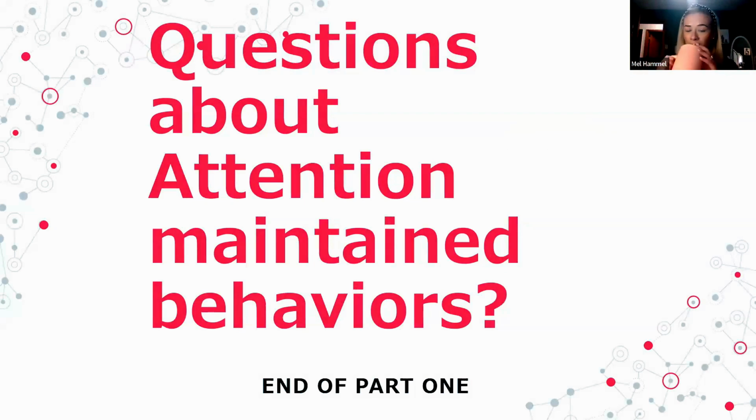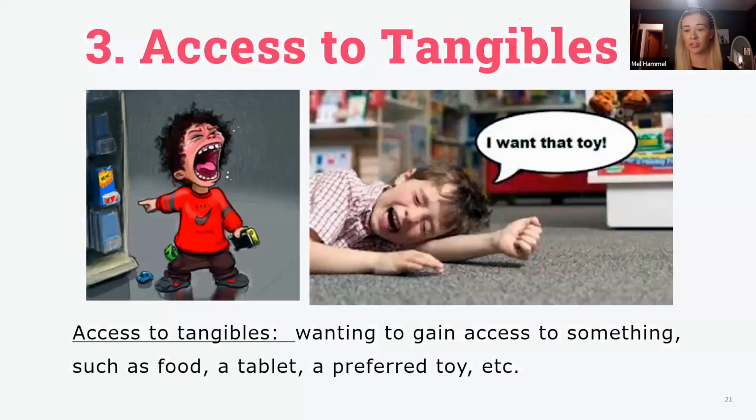So this week, my plan is to go over the next two functions of behavior, which are access to tangibles and an automatic function. So we'll talk about those. And then I created a brief overview of what the next steps can be for you and your family, or if you're working in a school setting, what your next steps can be. Home situations and school situations are going to be drastically different, and today I'm going to be geared more towards a home-based setting.